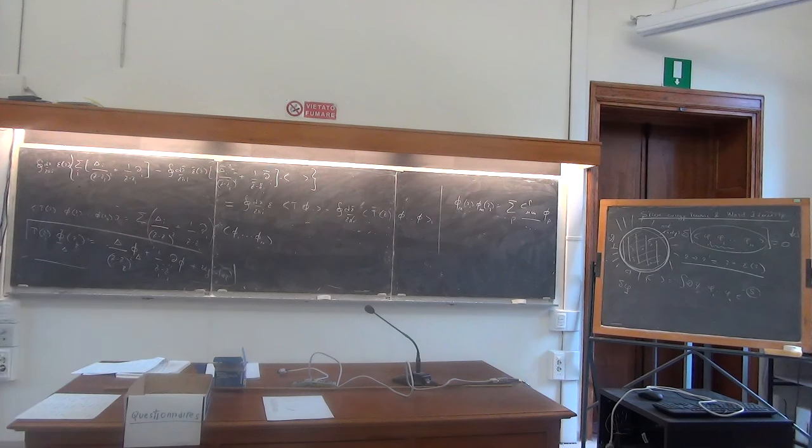If you look at this one, what is the anomalous dimension of the stress energy tensor? How do you get it? Because of the exponent there.